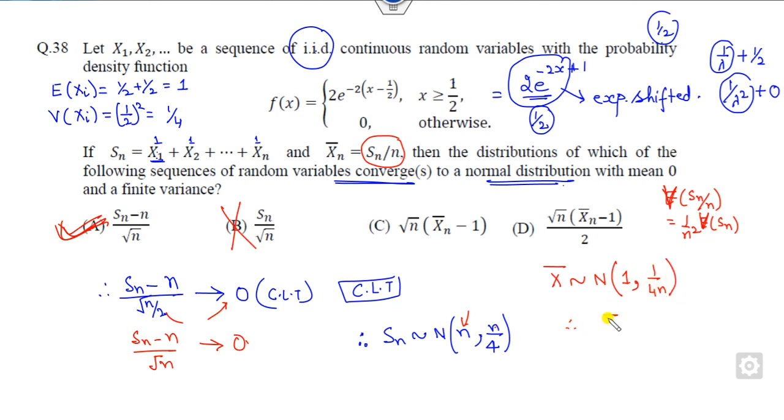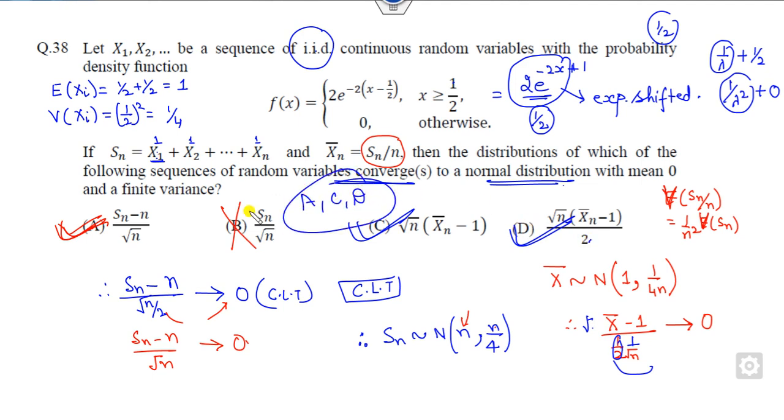Therefore we can write this in terms of the central limit theorem. It is 1 by root 2 of n. It goes to 0. So clearly 1 by 2 also goes to 0, and the 1 by root n can be written like here. So this option is the correct answer. This option is also a correct answer because 2 is a constant value. So the correct options are A, C and D.